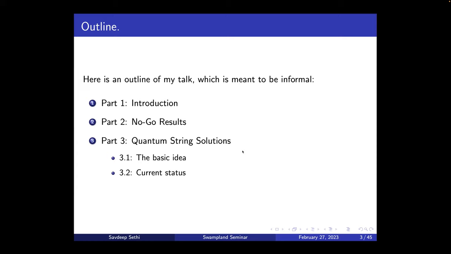But I'll start off with an introduction about the kinds of questions that I want to address and the sort of approach I want to use to address them. Then I'll very briefly overview some no-go results that constrain things like the string landscape. Many of these things will be very familiar to people in this audience who've thought about swampy type issues for a very long time. And then I want to explore what I want to call quantum string solutions. And I'll explain what I mean by quantum as opposed to classical string solutions. And I'll explain the basic idea.